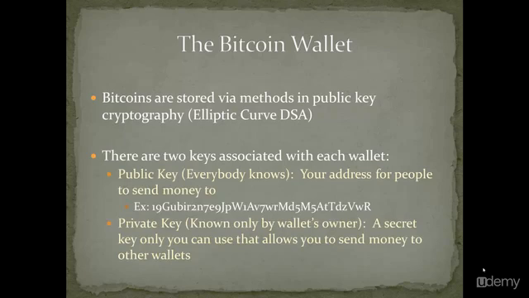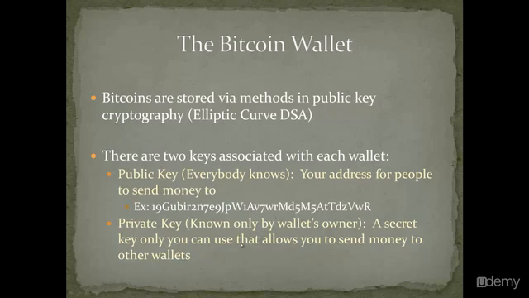So for the public key, as I said before, everybody knows that. And the address for your wallet is basically derived from this public key that's generated from elliptic curve cryptography. For example, one of my Bitcoin wallets is right here. This address right here, this long, nasty string of stuff, actually is me. So if you have some Bitcoins and you want to send them to me, you can send it to this address right here, and I'll actually receive them.